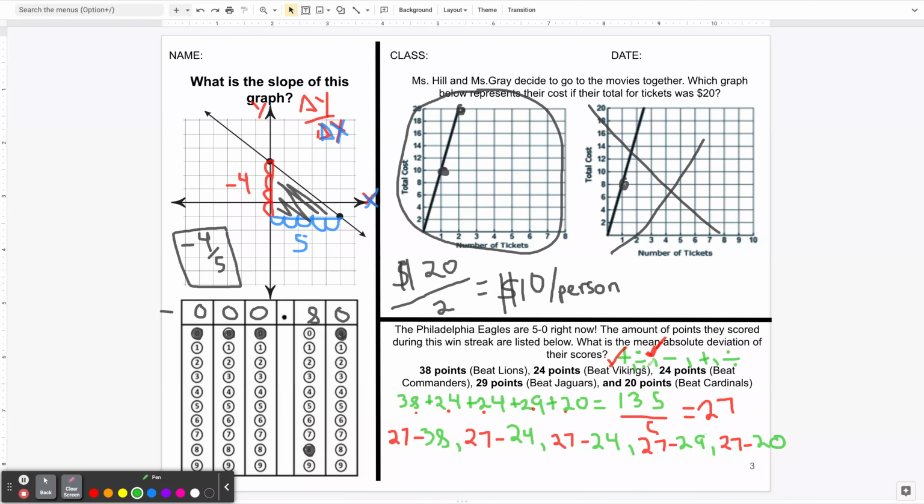So now we have done the third step. Or kind of. We just need to. So 27 minus 38. Remember, no negative numbers. It's the absolute value. So we have 9. Here we have 3. Here we have 3. 27 minus 24. 27 minus 29 is negative 2. But again, no negative numbers. And 7. Now you need to add these numbers up. Add them all up. 9 plus 3 is 12. 12 plus 3 is 15. 15 plus 2 is 17. 17 plus 7 is 24.